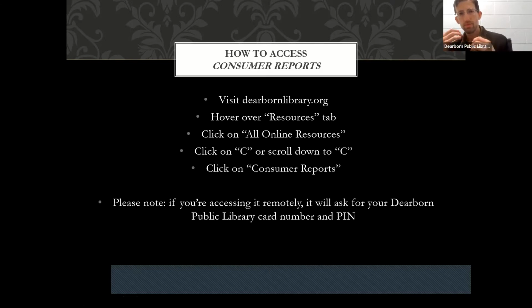And we're going to show how to use Consumer Reports to find a generator for yourself. So, how to access Consumer Reports for free through the library. You visit dearbornlibrary.org, hover over the resources tab, click on all online resources, click on see or scroll down to see, and then you click on Consumer Reports. Now, please remember, if you're accessing this from home, it'll ask for a Dearborn Public Library card number and PIN number.